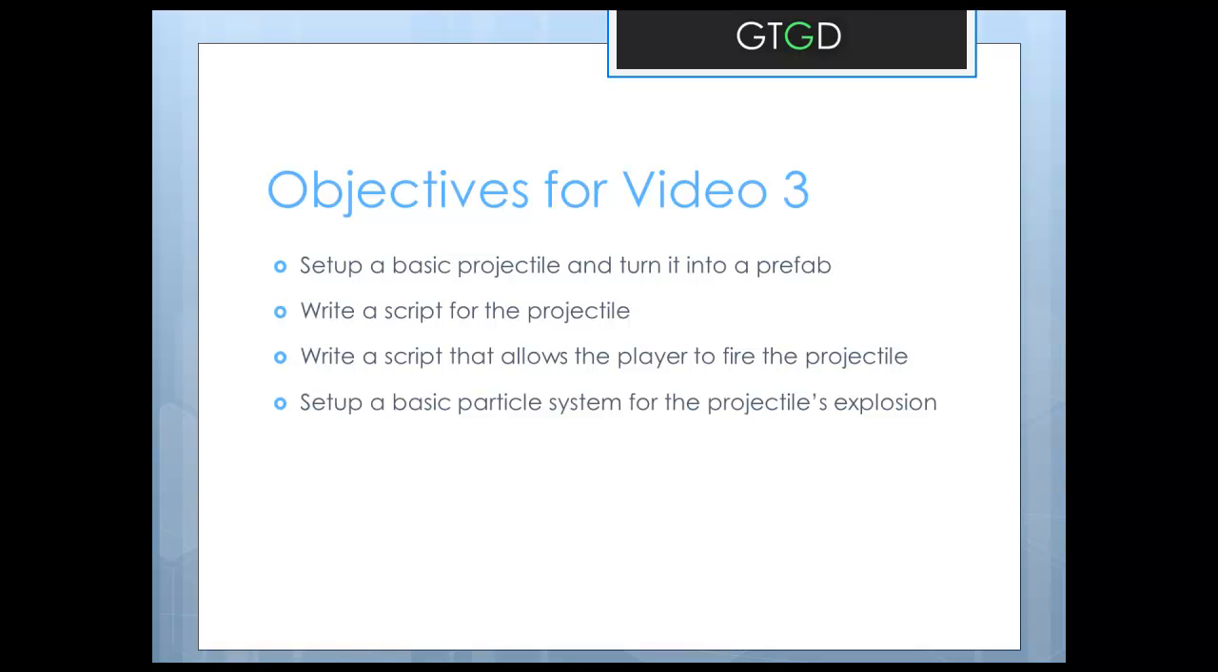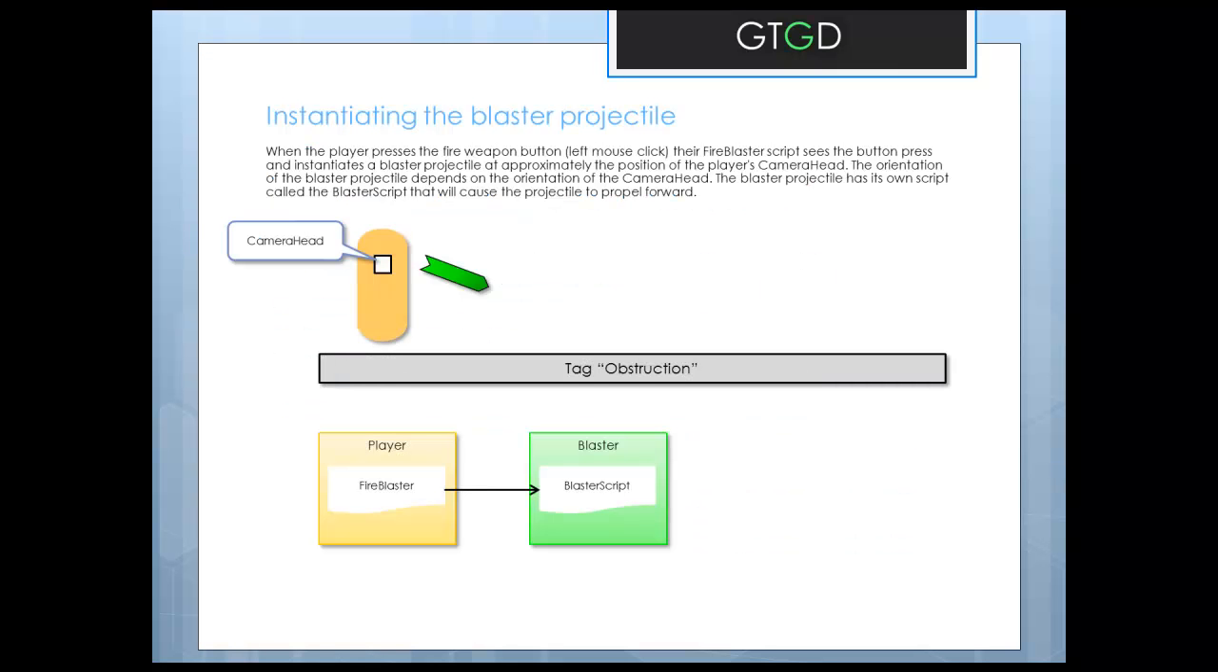Then we'll write another script and attach it to the player. That script will allow the player to fire the projectile in the first place, and we'll call that fire blaster. And then finally we'll set up a really basic particle system for the projectile's explosion, to make it look like it's hit something. So I'll explain a bit about how this projectile works.